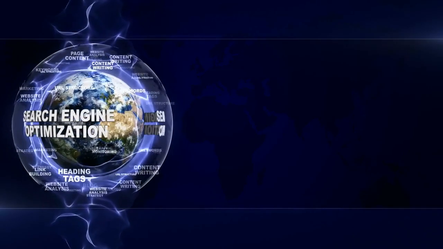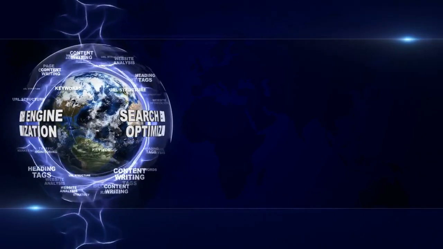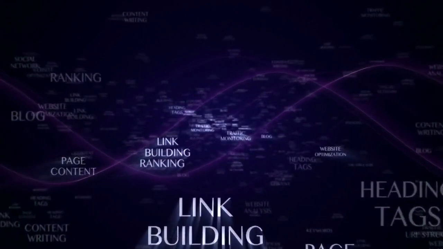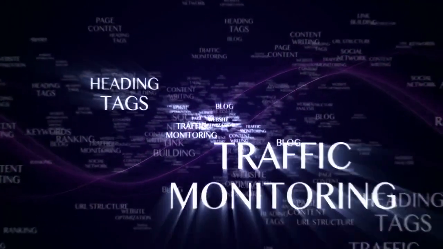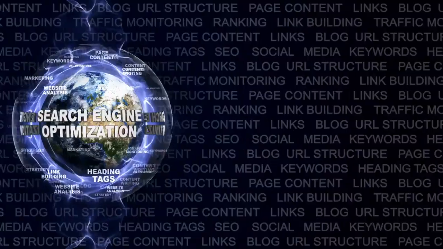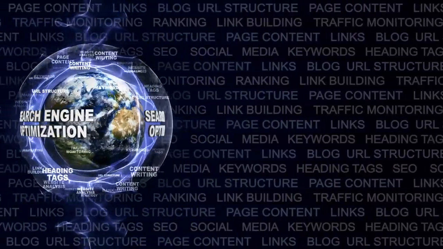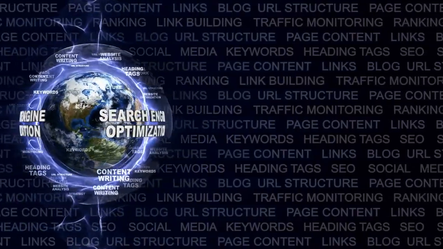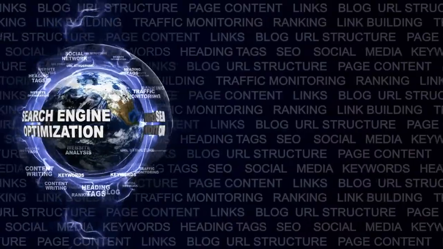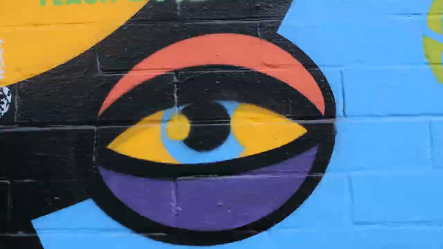Best practices for optimizing your website's meta tags, headings, and content. Optimizing your website's meta tags, headings, and content is crucial for effective SEO. These elements provide valuable information to search engines and help them understand the purpose and relevance of your web pages. By following best practices, you can significantly improve your website's visibility in search engine results pages, SERPs, and attract more organic traffic. 1. Meta tags.